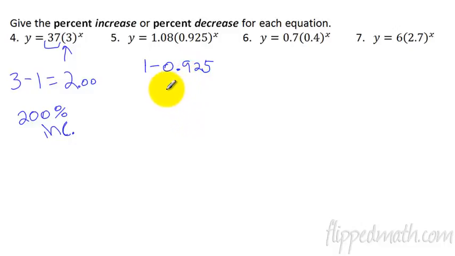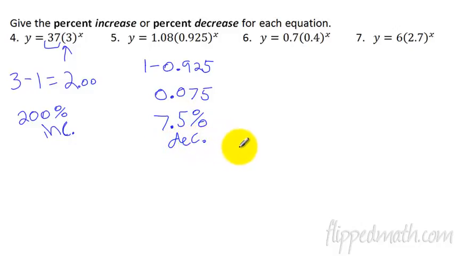So we are how far below the number 1? So if we subtract that, you end up getting 0.075. And if you move the decimal twice, you'll get a 7.5%, and this is decrease. So I'll go DC. This is a decrease, 7.5% decrease.